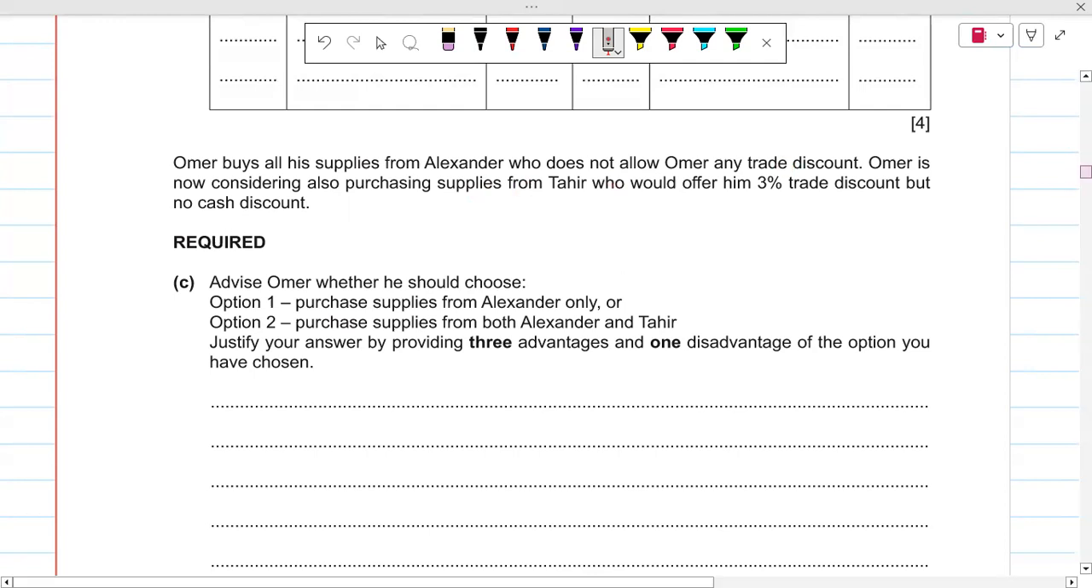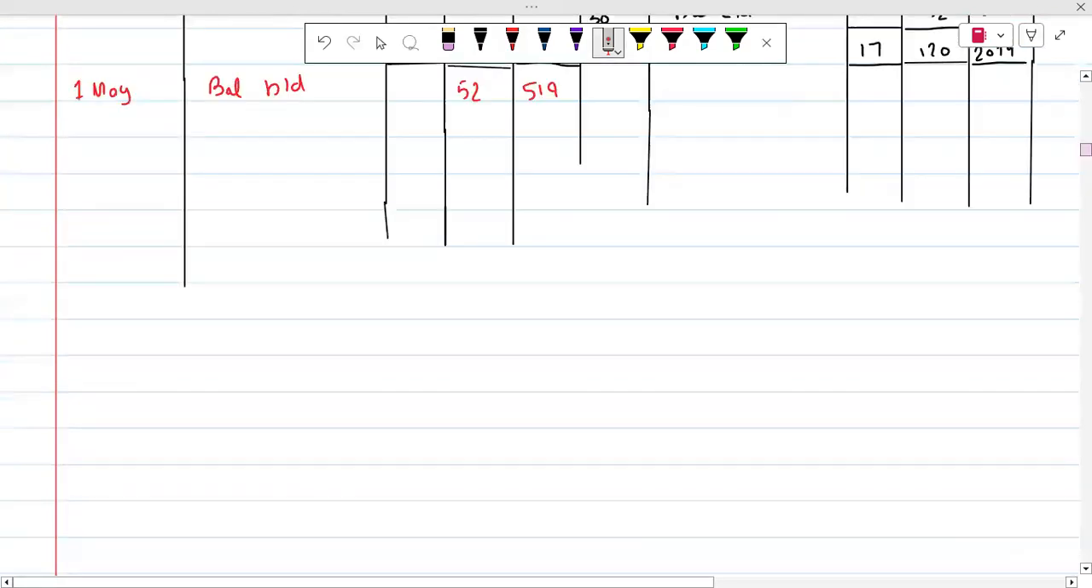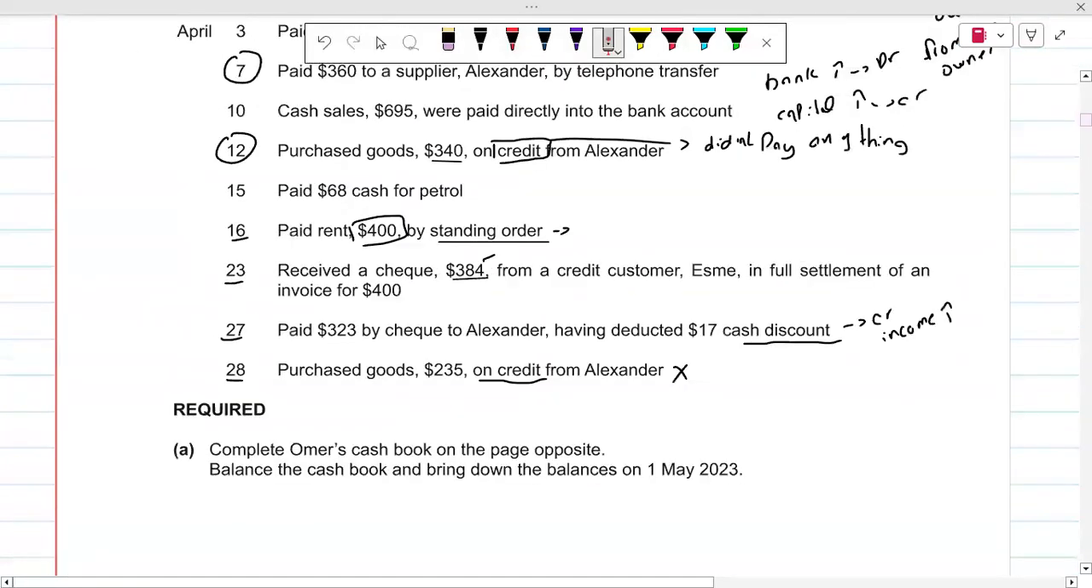That is why Umar is now thinking that he should change the supplier. So first of all, we have to make the Alexander account. We will use the same entries which we just made in the cash book, which shows our current entries. We didn't record this transaction in the cash book, so we will now use this transaction.